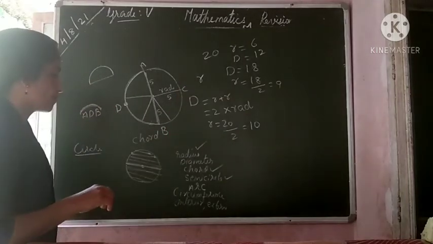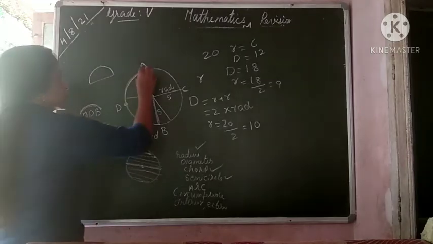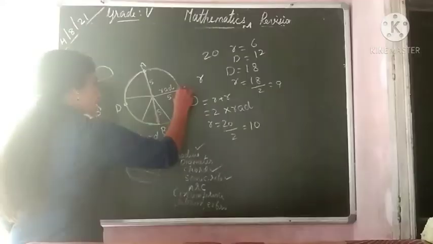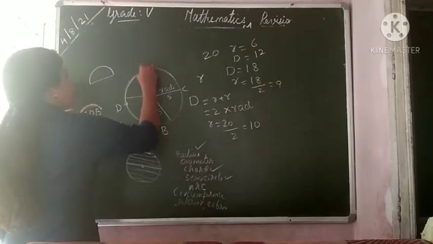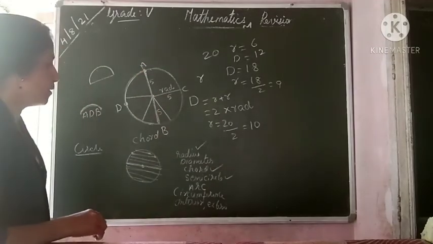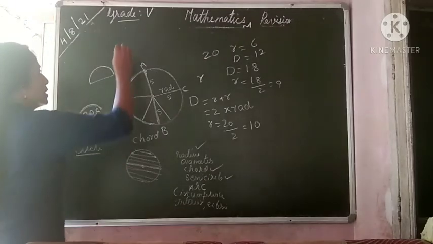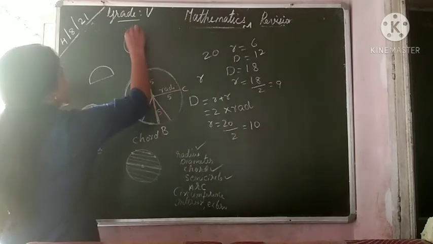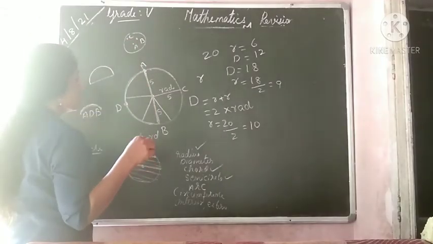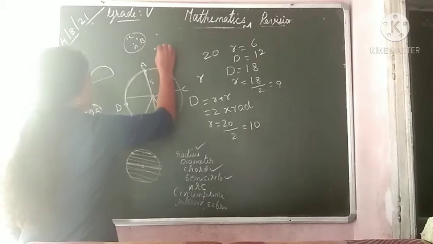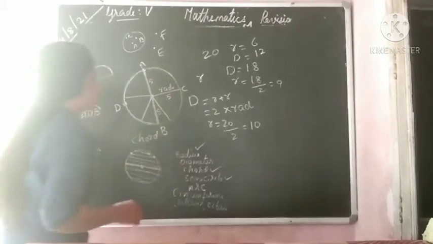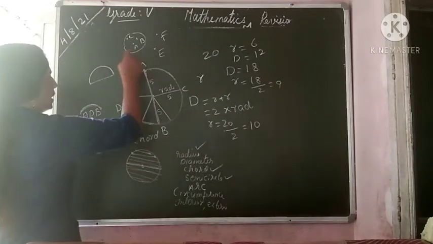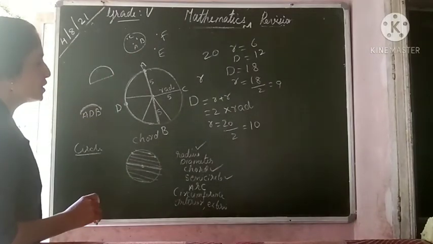This is an arc. What is circumference? The total length of the circle, starting from that point up to that point, is called the circumference. Now this is a circle and I am putting some points here. A, B, C are called interior points. E and F are exterior points of the circle and A, B, C are interior points.